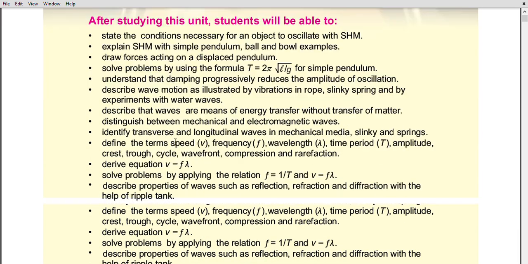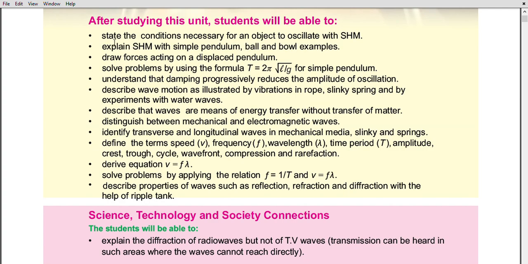So after completing this unit, what will you be able to do? You will be able to state the conditions necessary for an object to oscillate with simple harmonic motion. Oscillate means vibrate. Then you will be able to explain simple harmonic motion with the simple pendulum, ball and bowl example, and one more, the mass spring system. These three examples are given.